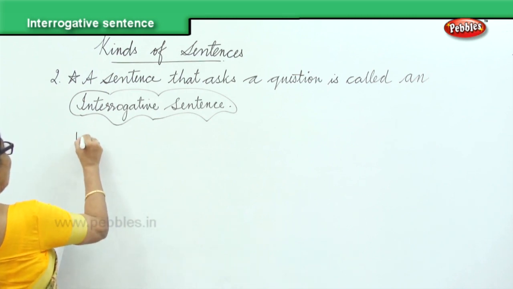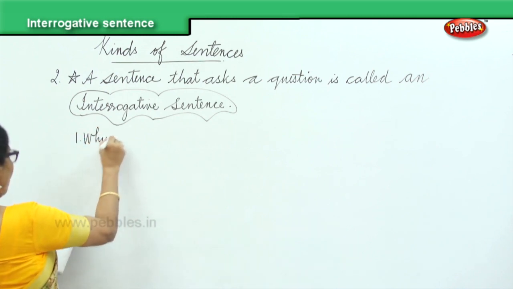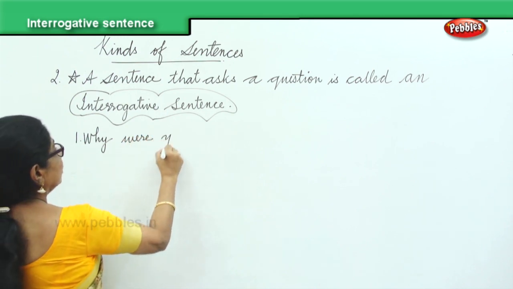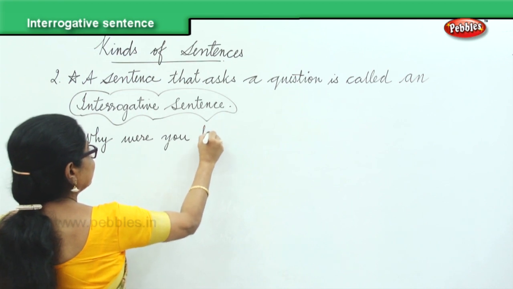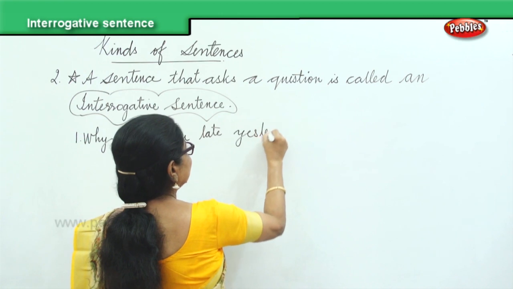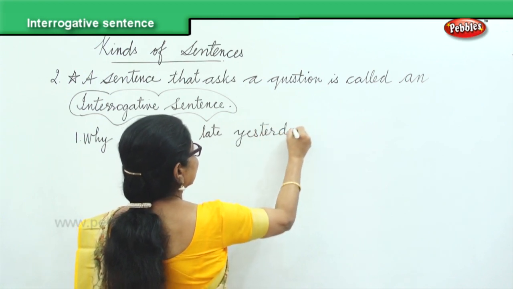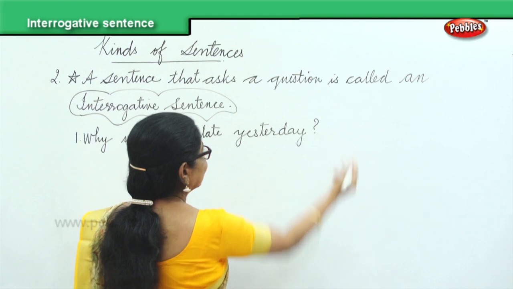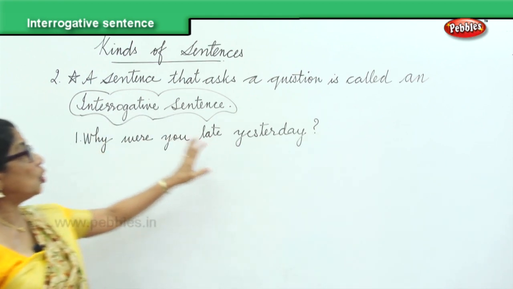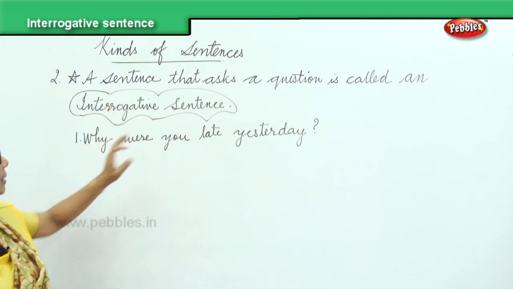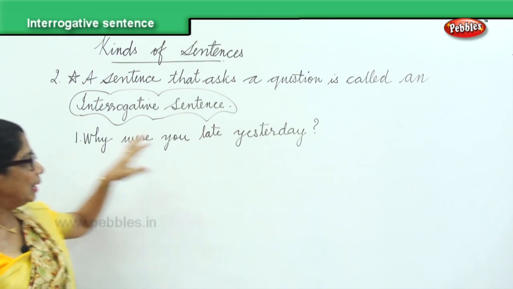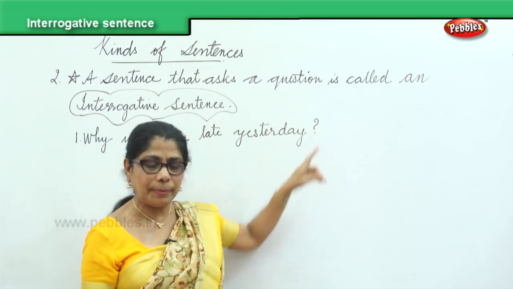Now, first one. Why were you late yesterday? Question mark. A sentence that asks a question is called an interrogative sentence. Why were you late yesterday? Begins with a capital letter, ends with a question mark.